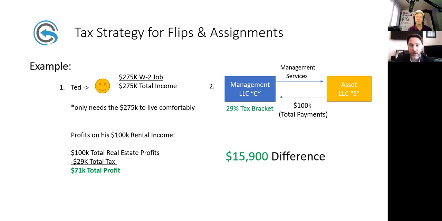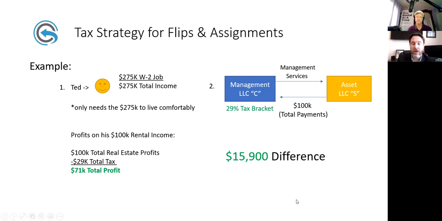Go ahead. And so we have Ted, who had $375,000 worth of active income before, and instead of that, we did the flip directly out of the blue box, or out of the gold box, and we moved over $100,000 worth of the income or the profit, basically. There would be a tax difference of $15,900, and you would still be able to get your $71,000 worth of profit.